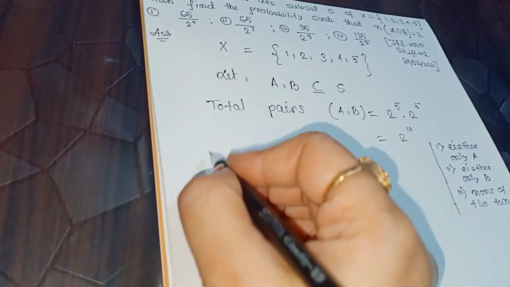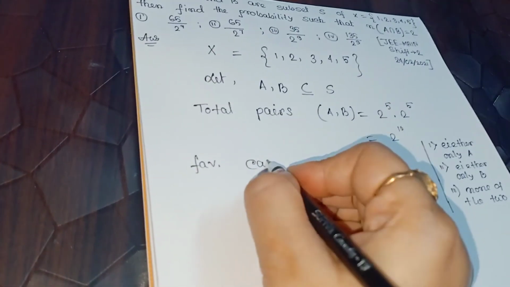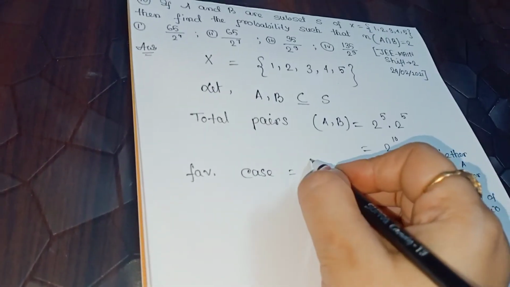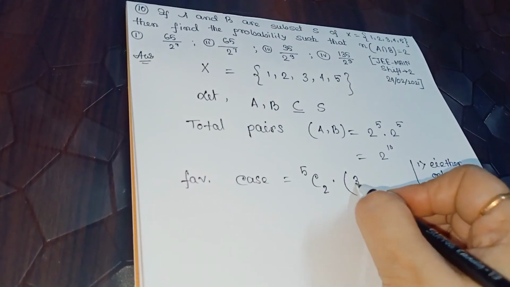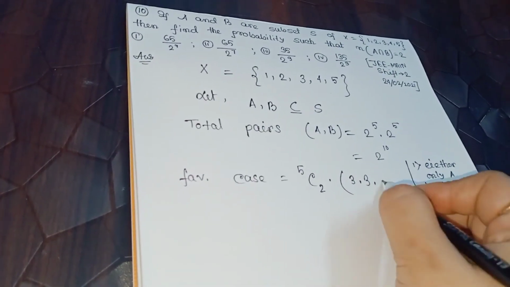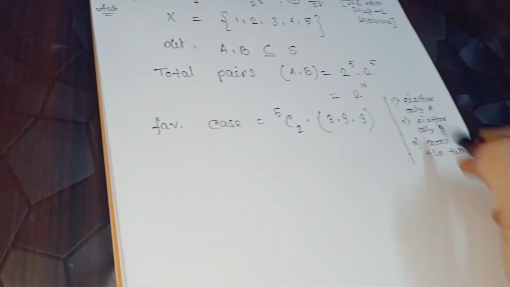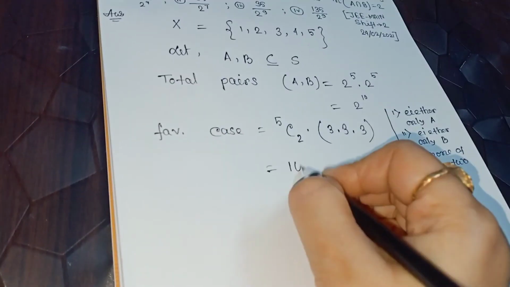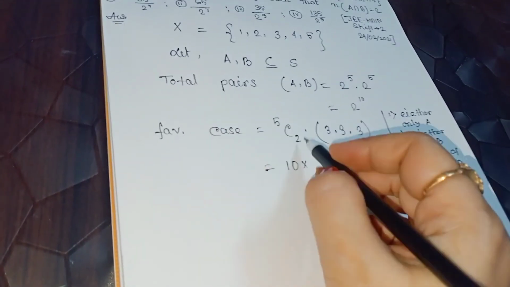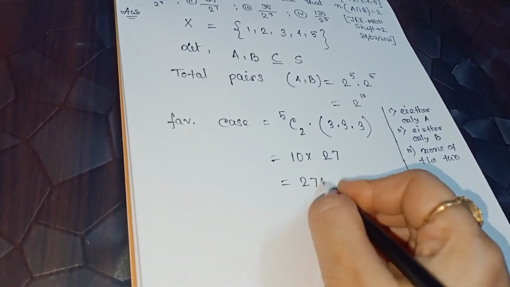So this could happen. Now the favorable case is equal to 5C2 into 3 into 3 into 3. So these are the 3 cases, as because 3 into 3 into 3. So this is 10 into 27, as 5C2 is equal to 10. So it is 270.